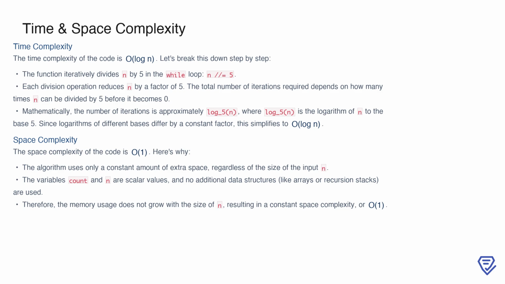This is because the code only uses a fixed amount of memory, regardless of the size of the input. The variables count and n are simple scalar values, and no additional data structures like arrays or recursion are required. This ensures that the memory usage remains constant, regardless of how large n gets.